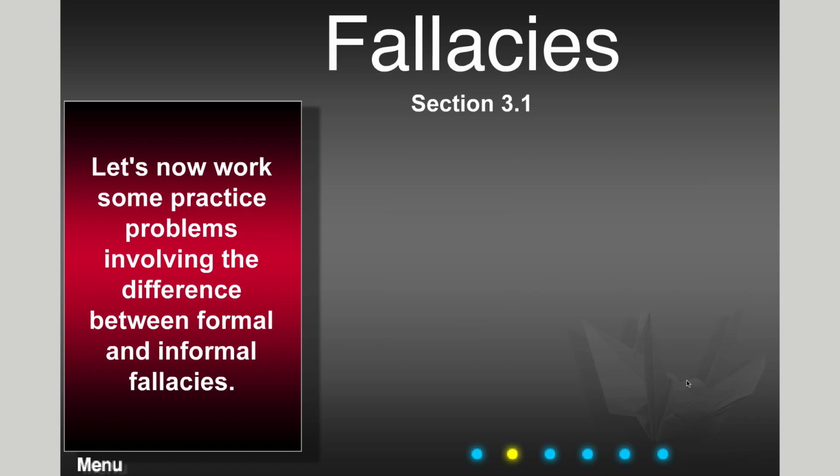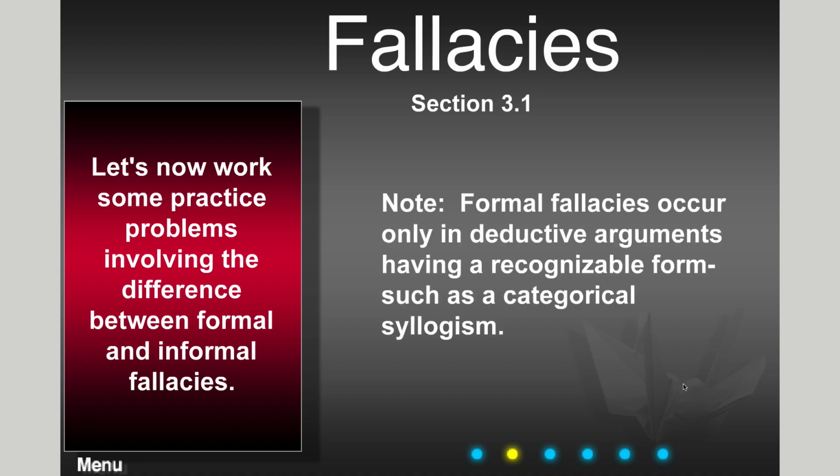And so now let's work through some practice problems involving the difference between formal and informal fallacies. As you note in the book, this is the shortest section we have done. Formal fallacies occur only in deductive arguments having a recognizable form, such as a categorical syllogism or a hypothetical syllogism. Okay? All A are B, all B are A, therefore all C are A. That might be one, that's a fallacy.